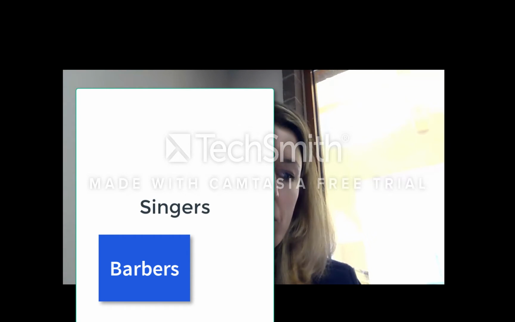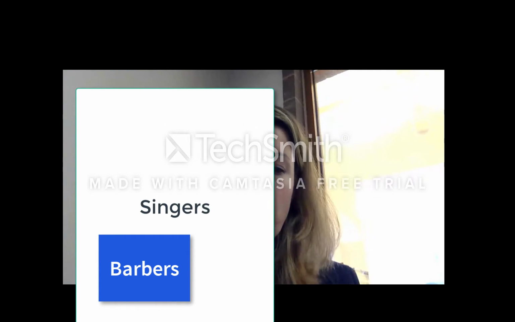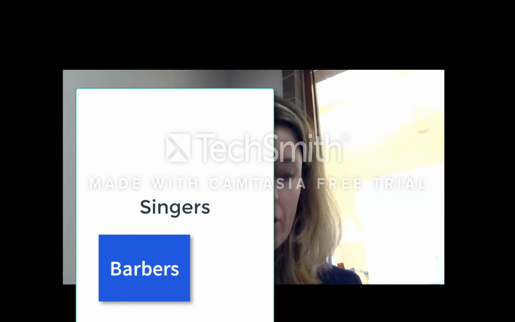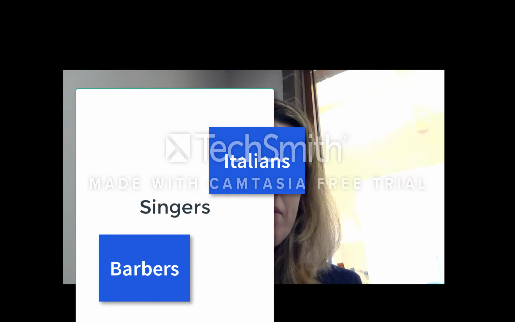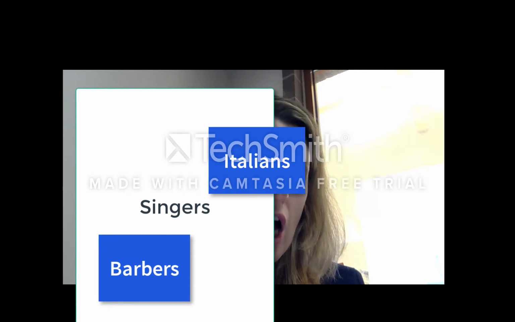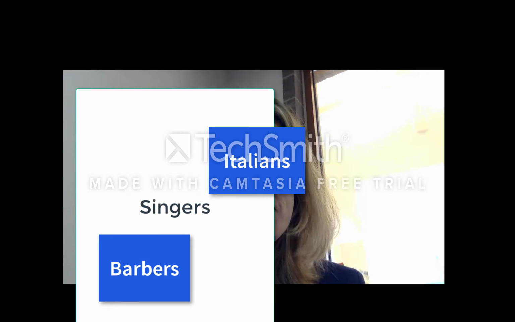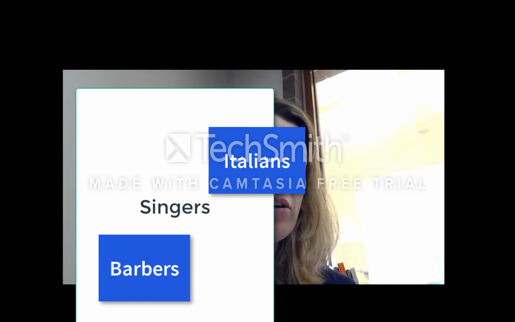We'll be talking about why. All barbers are singers. So if every barber is a singer, the barber will be in the small circle, the singer will be in the large circle. There are some singers that are not barbers, but every barber is a singer. And then the second premise says that some Italians are singers. But it's possible that some Italians can be non-barber singers. So the circles are intersecting there where Italians and singers. So it does not follow that some Italians are barbers from those two sentences.